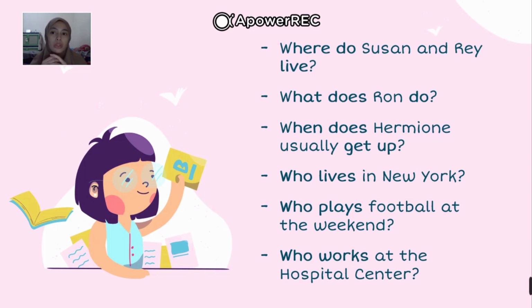But with the question word who, we don't use do and does. So we have to add an s or es on the verb. Like in here, who lives in New York? Who plays football at the weekend? Who works at the hospital center? Like that.